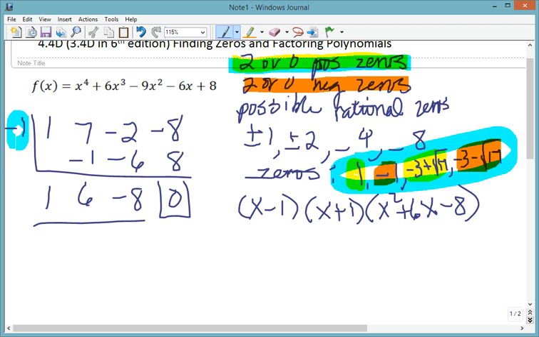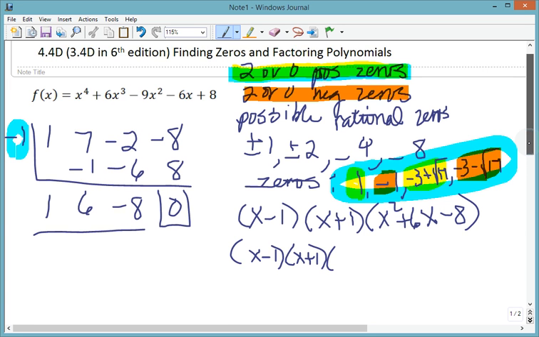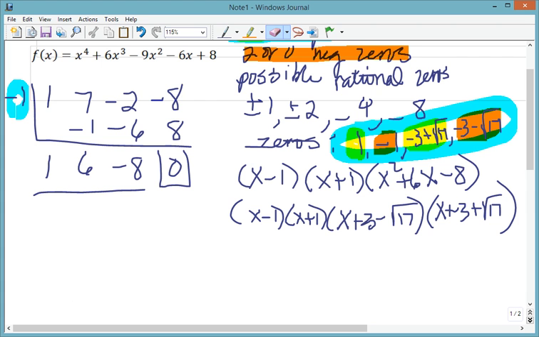So if I were going to write this completely factored, I have these 2 factors, right? And it's always going to be x minus the 0. So x minus negative 3, so that'd be x plus 3 minus square root of 17, and x minus negative 3, so that'd be x plus 3 plus square root of 17. Okay, that would be it completely factored.